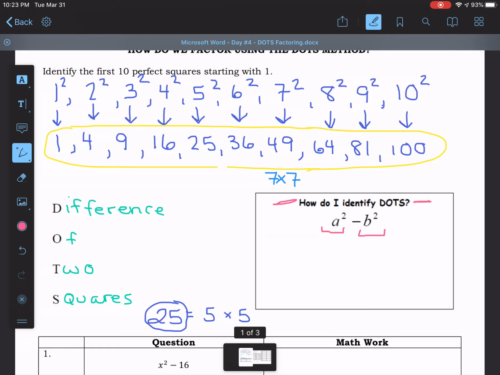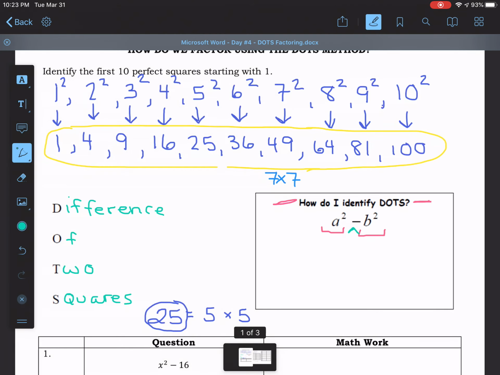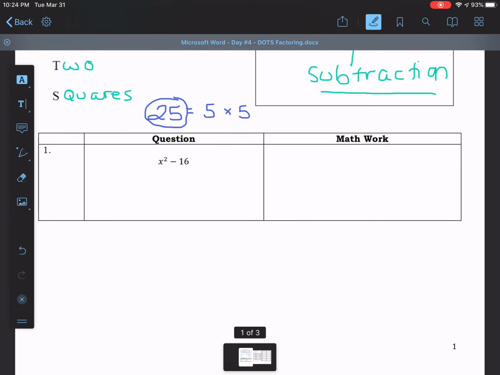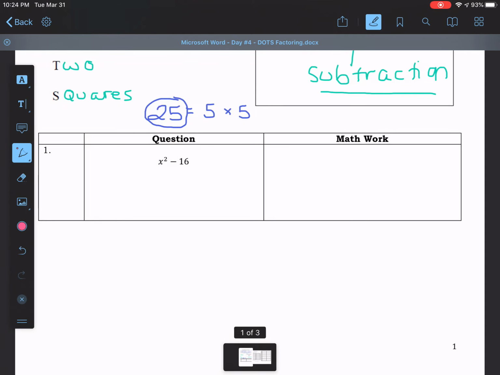All right, so now over here, we're actually talking about factoring using this method. So how do I know when I'm using dots? So the way that you would know is that you would have two perfect squares, okay? So here we have a squared and b squared, and then the operation in the middle is going to be subtraction, because subtraction means that it's the same thing as saying the difference of two things. So difference and subtraction mean the same thing, okay? And then here, a squared and b squared are perfect squares, okay? So I think when we see an example, it'll make a little bit more sense.